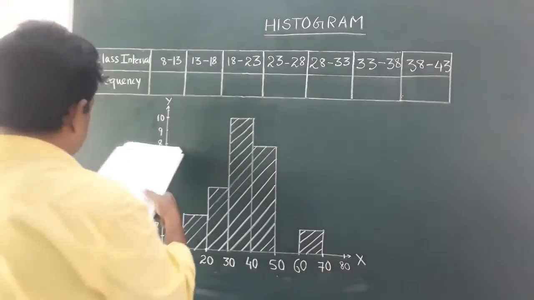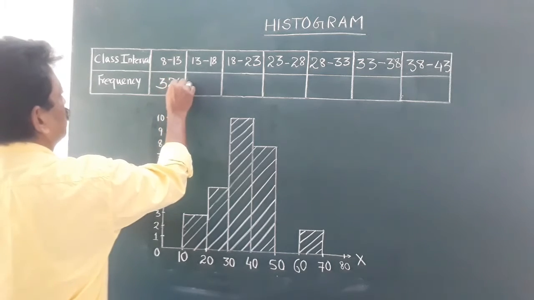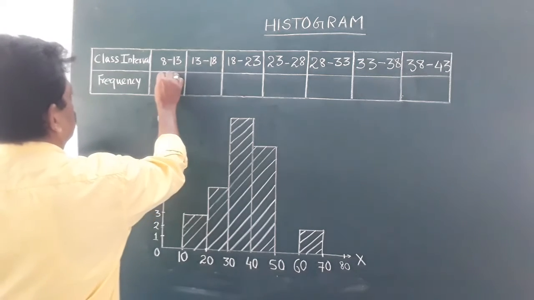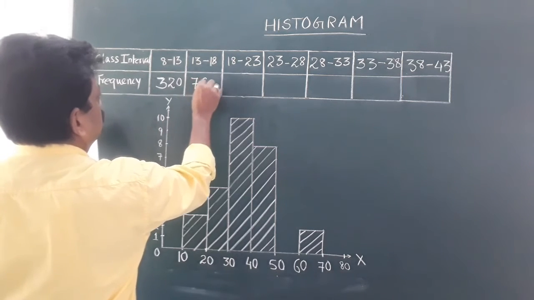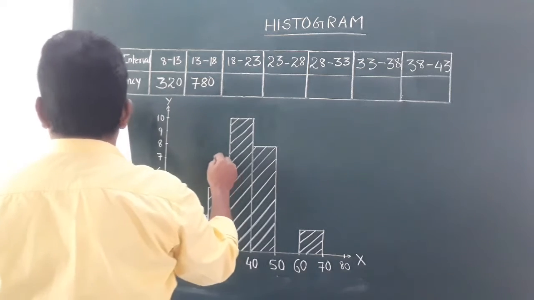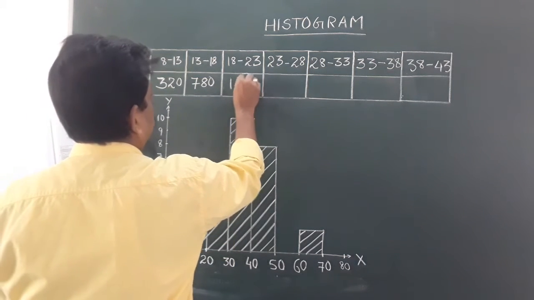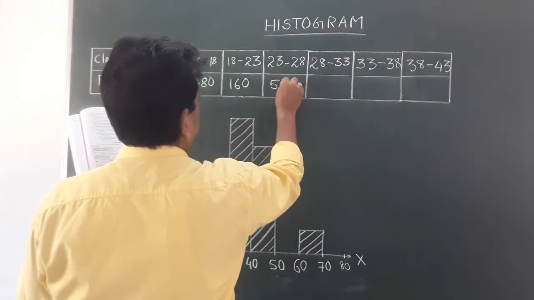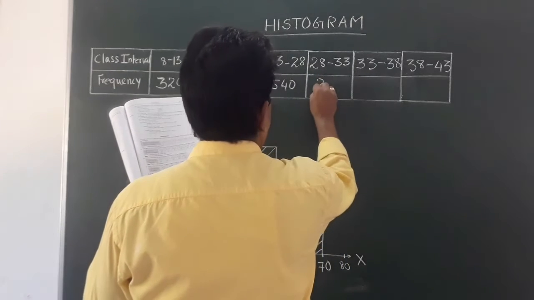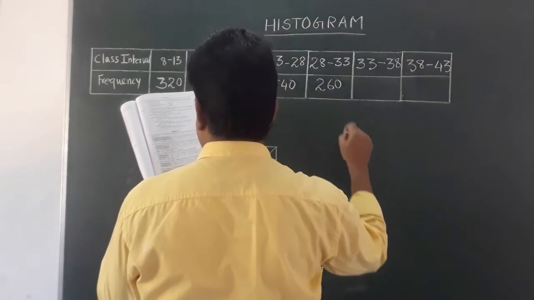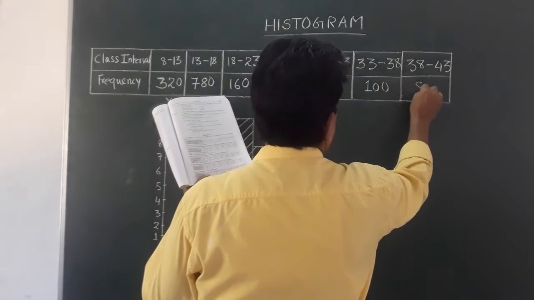And the frequencies: the first class, the frequency is 320. The second one, 780, 160, 540, 260, 180.